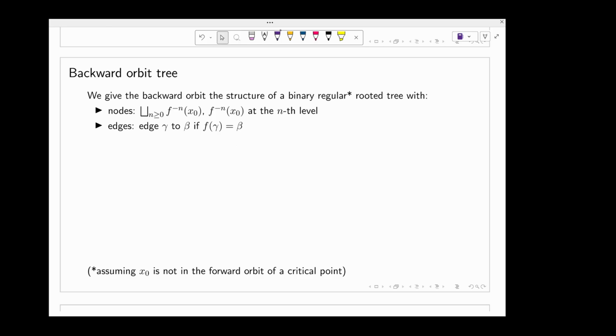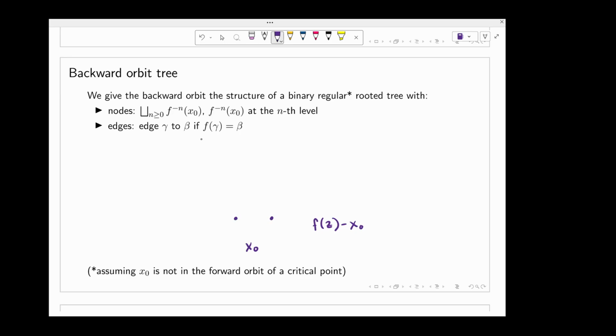And I'm going to put the nth preimage of x naught under my map f as the nth level of my tree. And so what this looks like is x naught goes here at the bottom, and then the second level of my tree would have the preimages of x naught under the first iterate of f. So these are just the roots of f(z) minus x naught. This is a quadratic map, so there should be two of them.